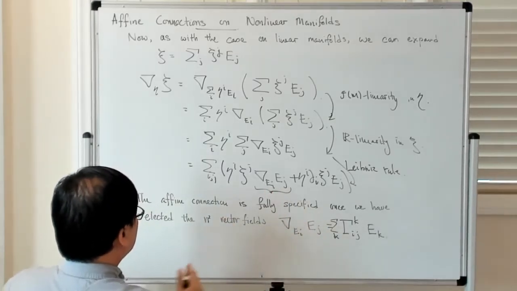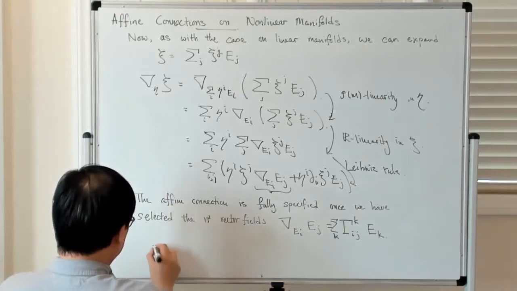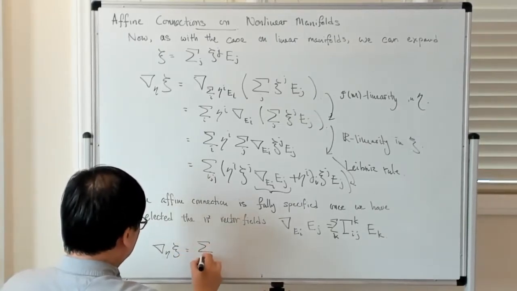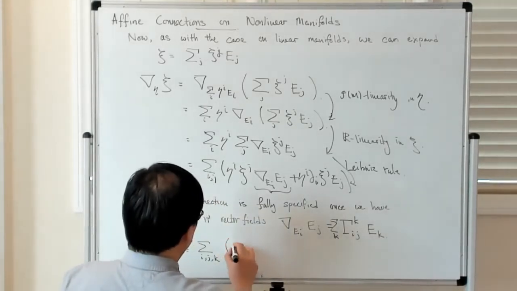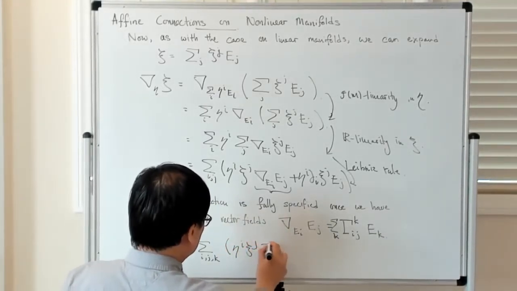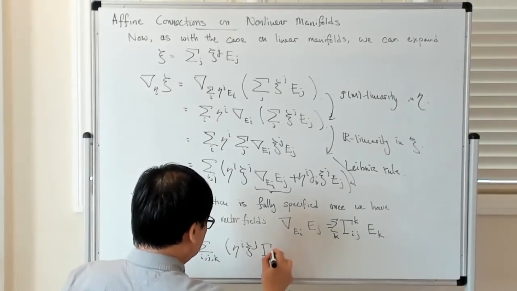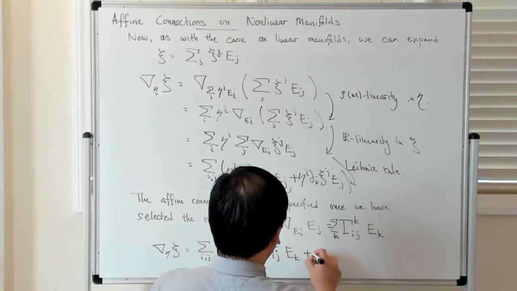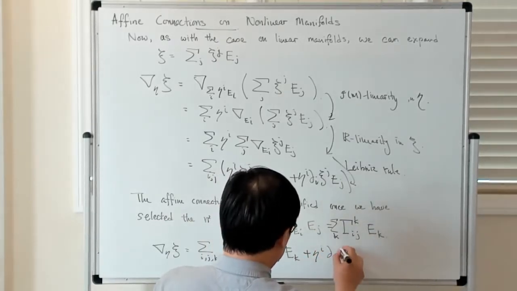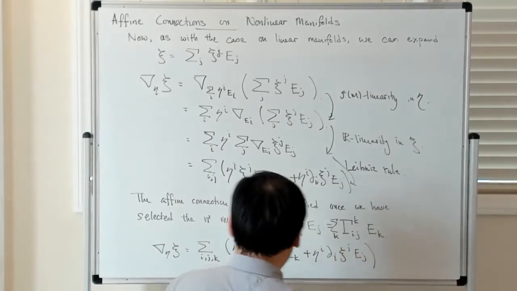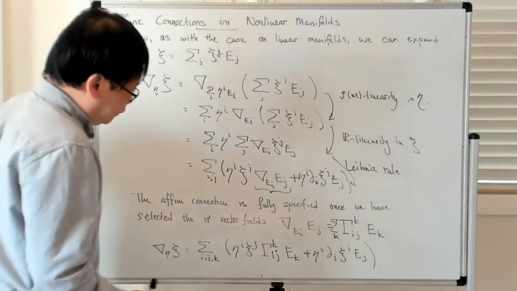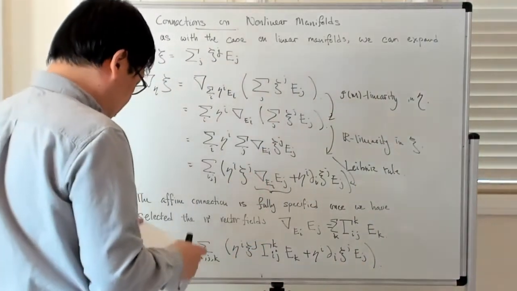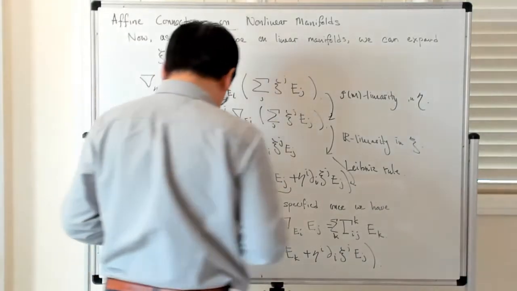So with that in mind, what I can do is write that this output of the connection is given by a sum over now i, j, and k, right, of the following: gamma_{ij}^k E_k. Okay, so all I've done here is I substituted this equation here into this expression and then taken the sum out. Okay. All right.